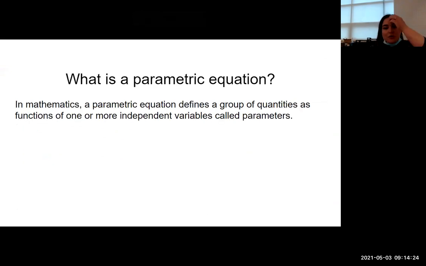What is a parametric equation? In math, a parametric equation defines a group of quantities as functions of one or more independent variables called parameters. So instead of just dealing with y equals x or y equals x squared, our normal rectangular functions, the idea of a parametric equation is that there's another independent variable acting on y and x. y is still often a function of x, but t is our new parameter, such as time.